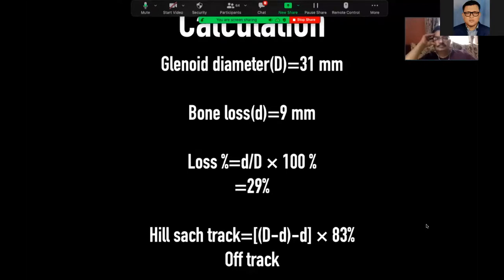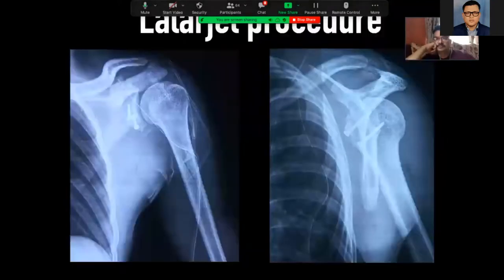So while doing the Latarjet procedure, you are increasing this diameter to some higher level. So 83% of that new diameter may lead to an off-track Hill-Sachs becoming an on-track Hill-Sachs. So sometimes only by doing Latarjet you can convert an off-track Hill-Sachs into an on-track Hill-Sachs, and you have to calculate that accordingly during pre-operative evaluation. So this was what we did.